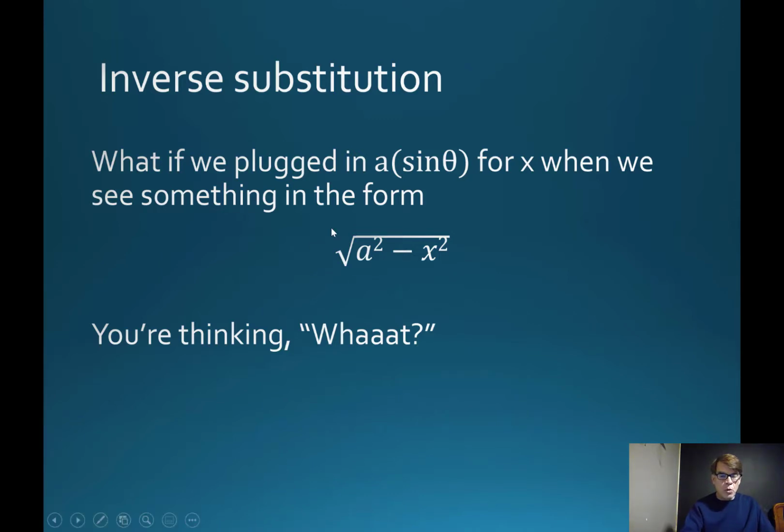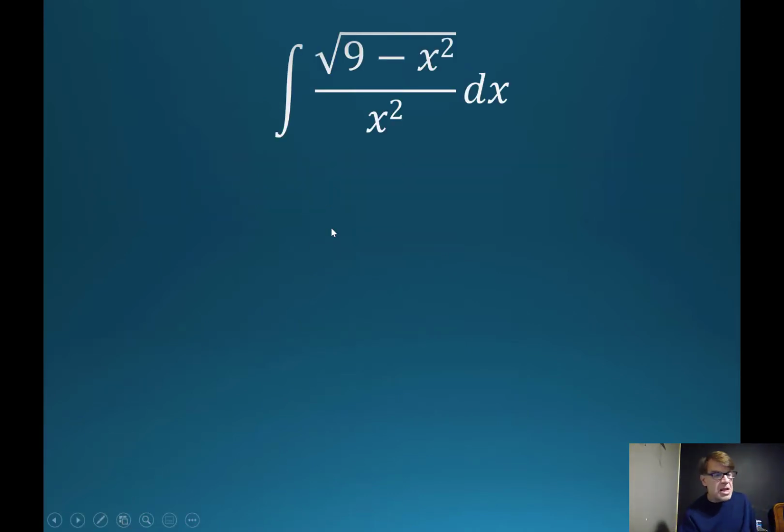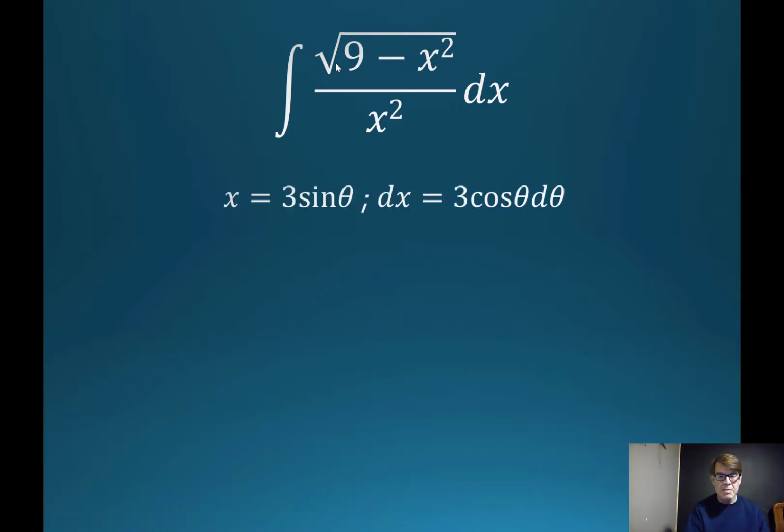So it works. So let's take this example, which is an example in the textbook. You can see here we have an a squared, 3 squared, minus x squared. So we have the clue. We're going to take a times sine of theta. a is 3, since 3 squared is 9. So we're going to take 3 sine of theta, and plug it in for x.